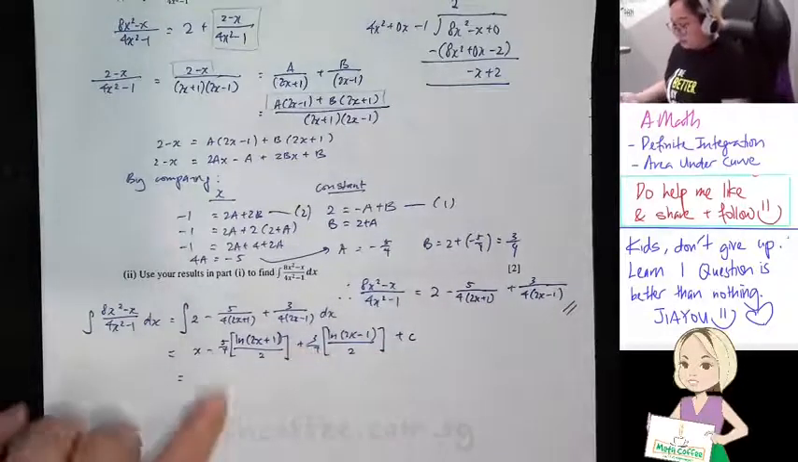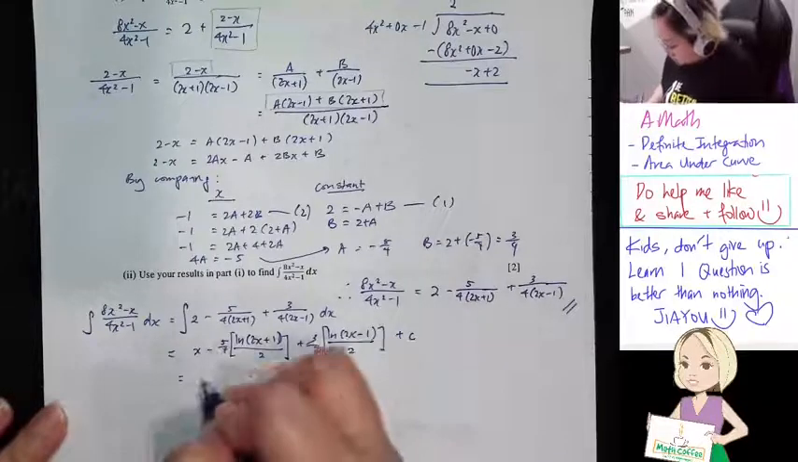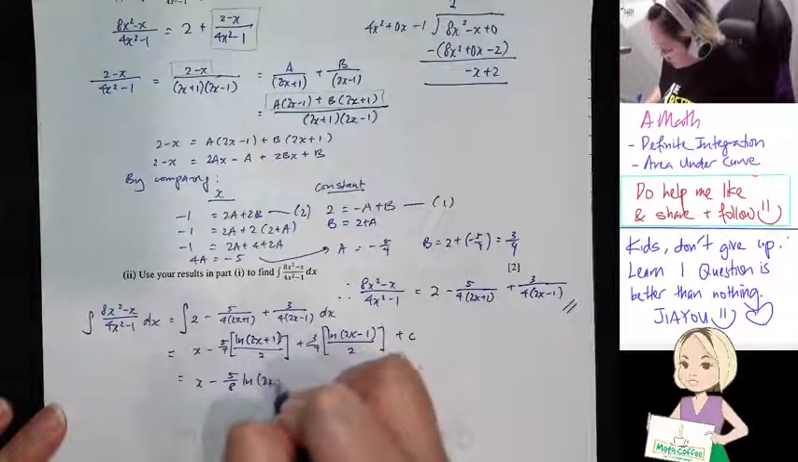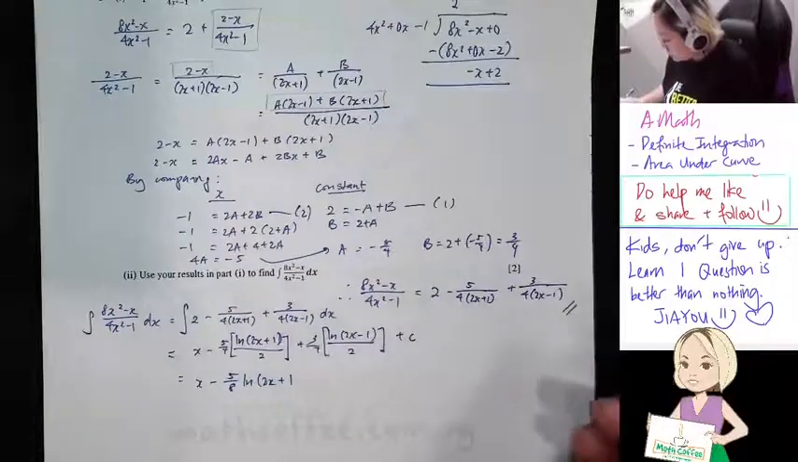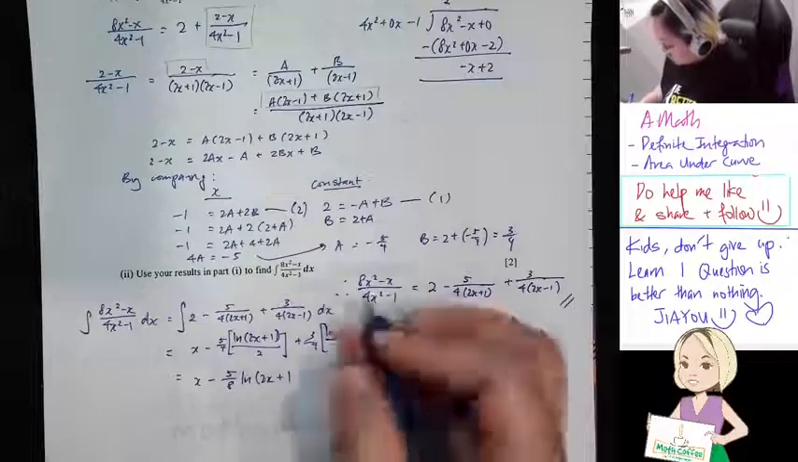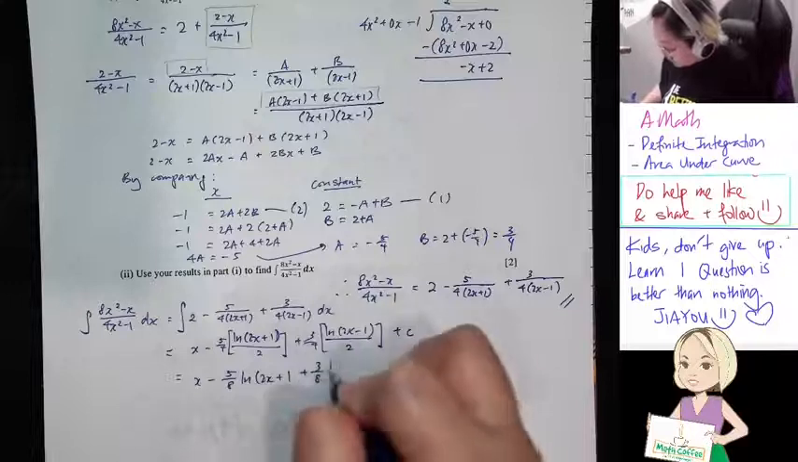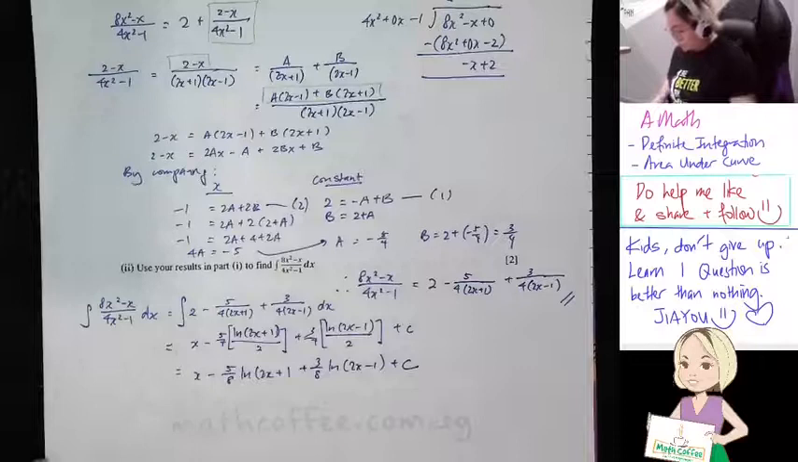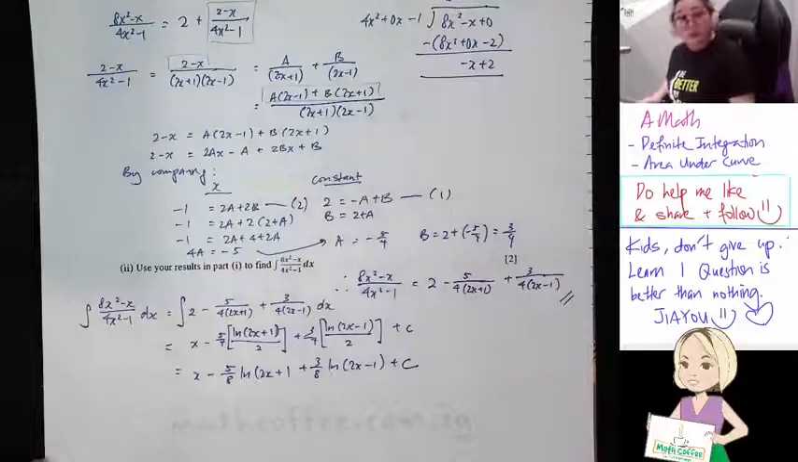So let's simplify. So 5 over 2 times 5 over 8. So this is x minus 5 over 8 ln |2x plus 1|, plus 3 over 8 ln |2x minus 1|, plus c. 3 over 8, and we are done.